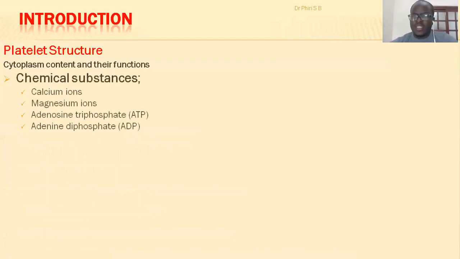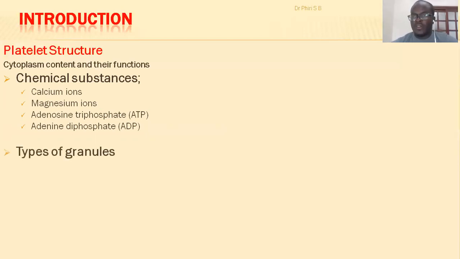The chemical substances are found especially in the dense granules. So in the dense granules, you have these chemical substances, then in the alpha granules, you have more proteins. Some of the chemicals found within the dense granules are serotonin and adenosine diphosphate mainly, but these are just chemicals found within the cytoplasm of the platelet. So you have calcium ions, magnesium ions, adenosine triphosphate, adenosine diphosphate.